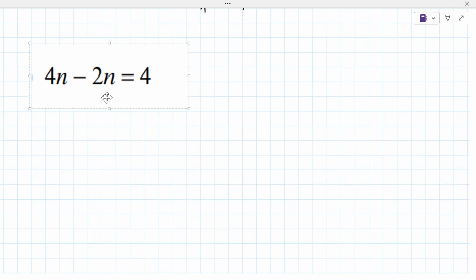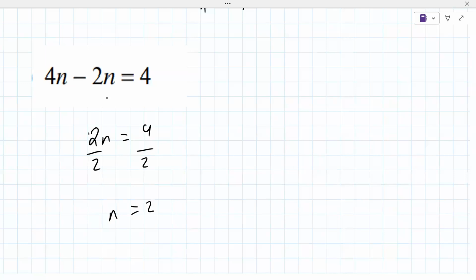Should be n equals 2. It was a simple one. 2n equals 4, then you divide by 2, so n equals 2. All right, good. I'll be right back with you. I'm going to put up the problem in the meantime.